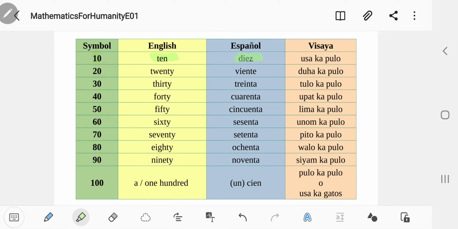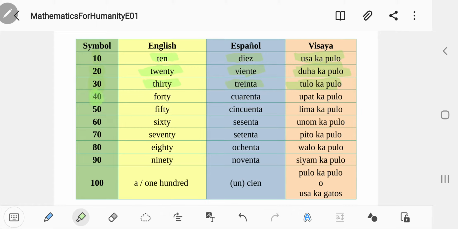Here you have the symbol 10 representing the number 10. In Espanol, 10. Sa Bisaya, usa ka pulo or simply pulo. Then 20, you have 20 for 20. In Espanol, 20, duha ka pulo. You have 30 for 30. In Espanol, 30. Sa Bisaya, tulo ka pulo.